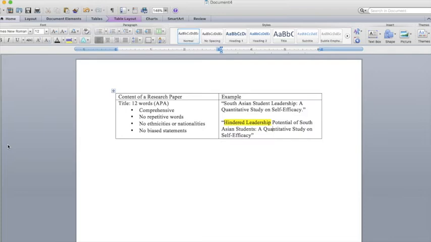So in academic writing, it is extremely important that you focus on your title. The title has to be neutral always, okay? Now, that is that. So no more than 12 words. Now let's count the words: 1, 2, 3, 4, 5, 6, 7, 8, 9, 10, right?